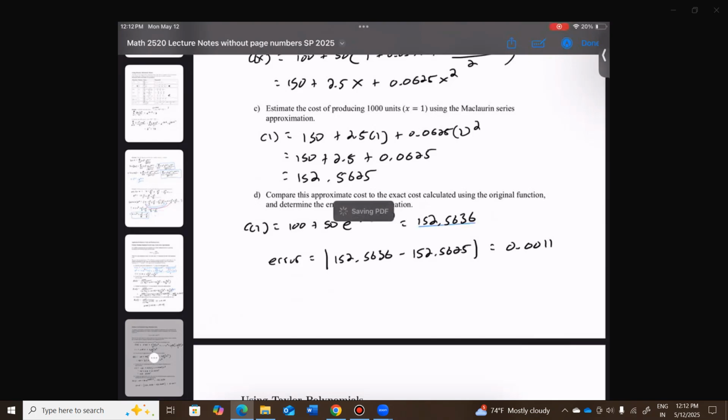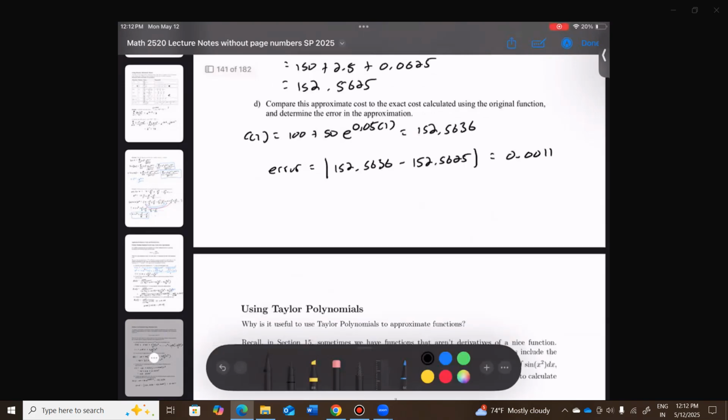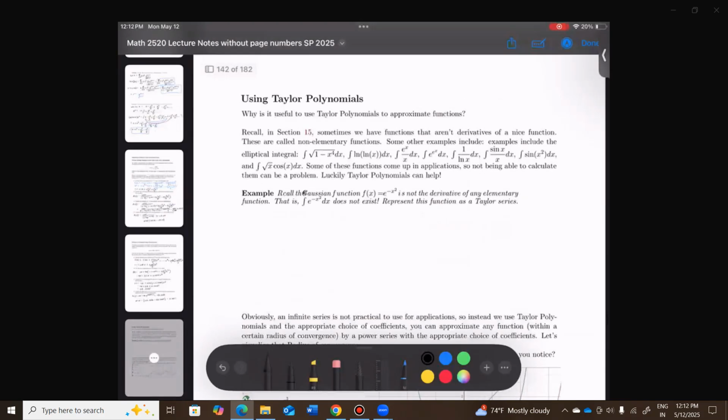Alright, I'm going to finish this chapter out. We only have a couple pages left. So why is it useful to use a Taylor polynomial to approximate functions? I recall sometimes we have functions that aren't derivatives of nice functions. These are called non-elementary functions. Some include examples like elliptical integrals, the integral of natural log, e to the x over x, and so on.